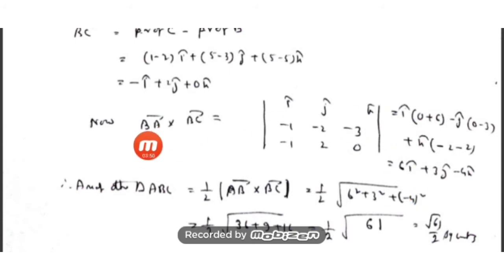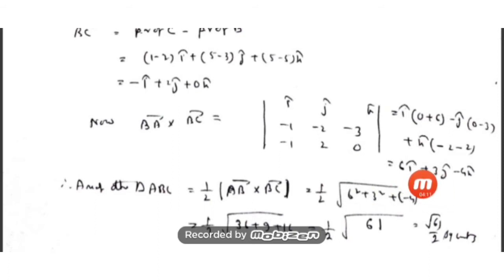So we have got the value of the vector as 6i cap plus 3j cap minus 4k cap. Therefore, the area of the triangle is what? Half of the vector magnitude. Actually, it should be BA cross BC, not AB. Okay, make this correction. So BA cross BC is equal to this vector.